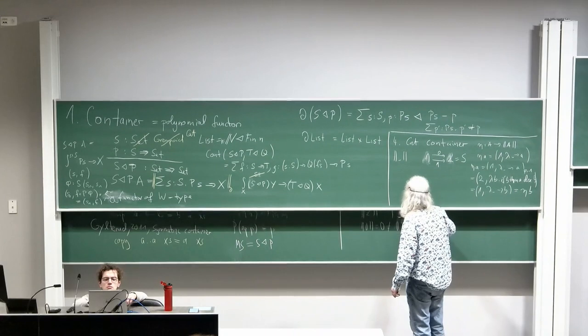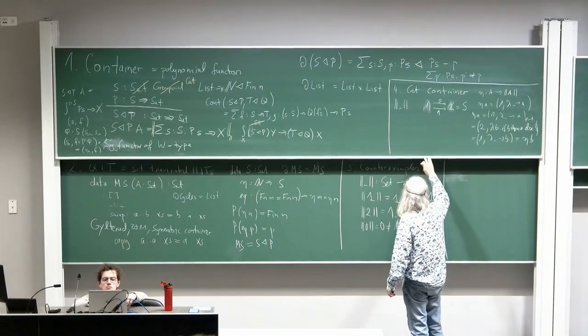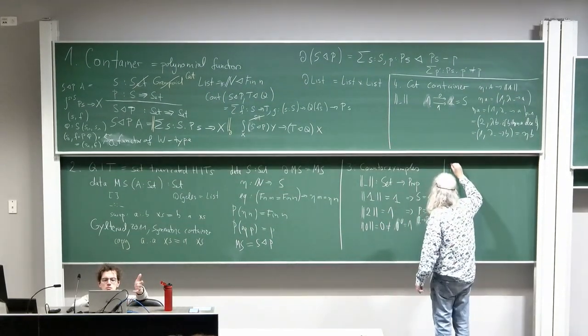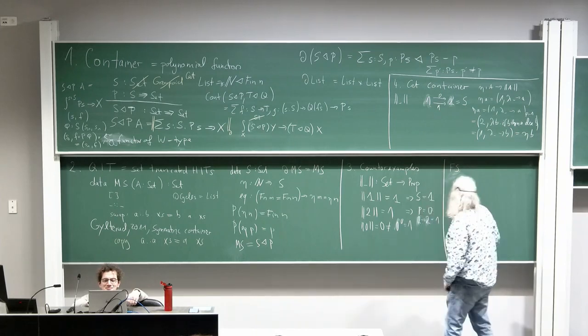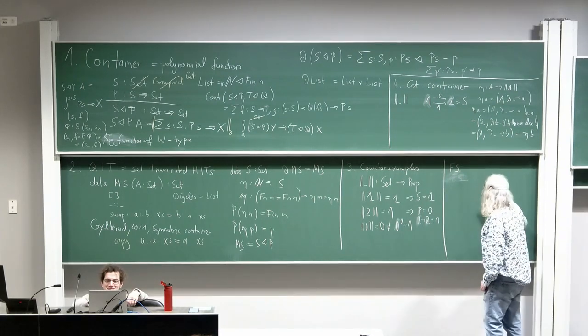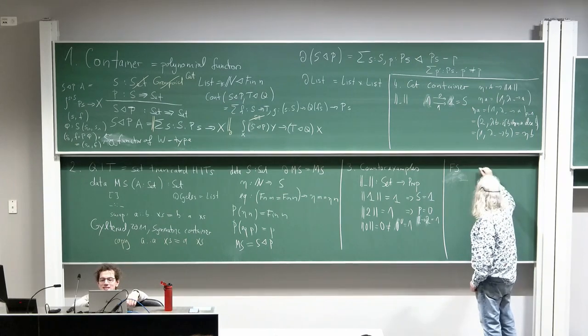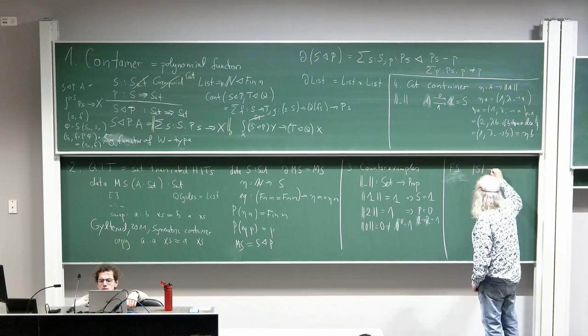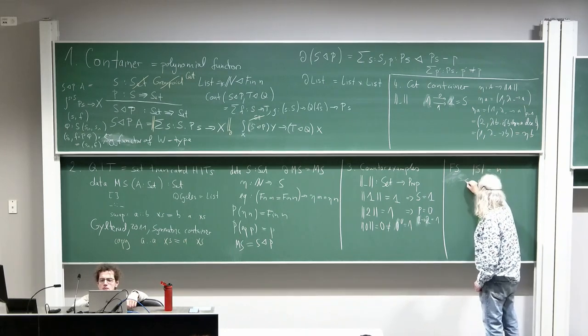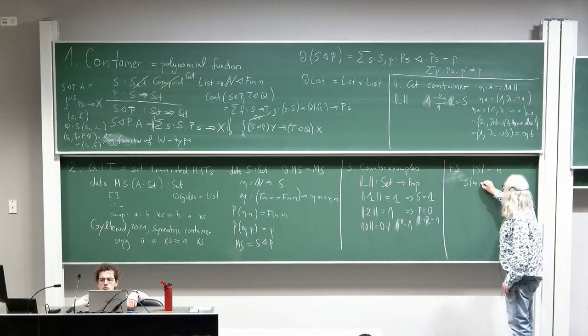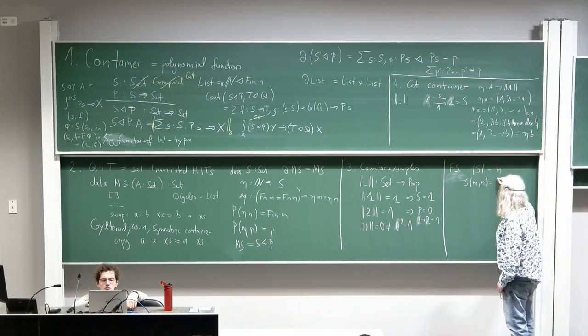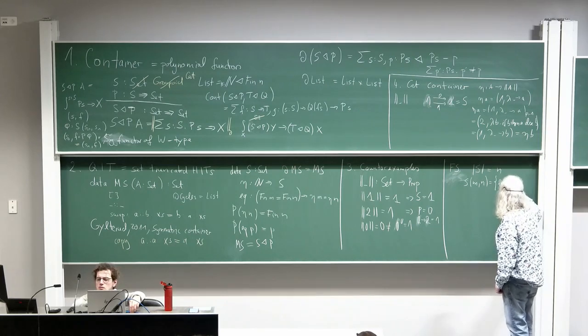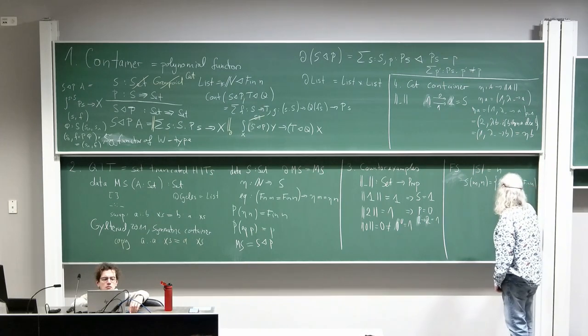Okay, so what do we do for the finite sets? So finite sets, the S is the category whose objects are natural numbers, and the morphisms are just the functions from fin m to fin n, which are surjections.